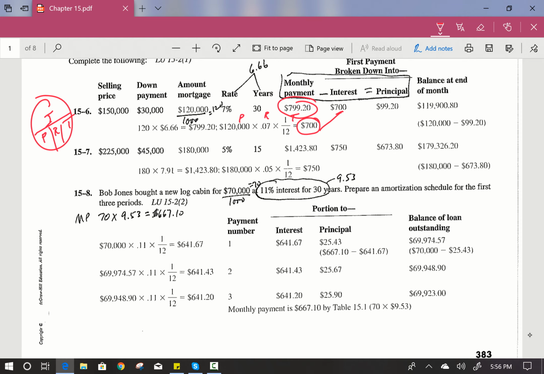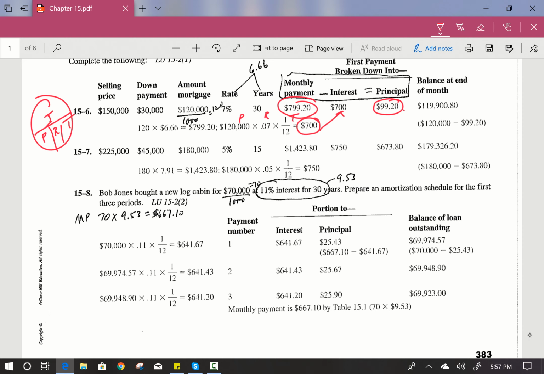Subtract that $700 from the monthly payment of $799.20, which includes both your principal and interest. So then if you subtract your interest out, your principal will equal $99.20. So the balance at the end of the first month, after you subtract the principal, the amount that you have in your owner's equity of this particular home is $99.20, maybe one or two doorknobs.